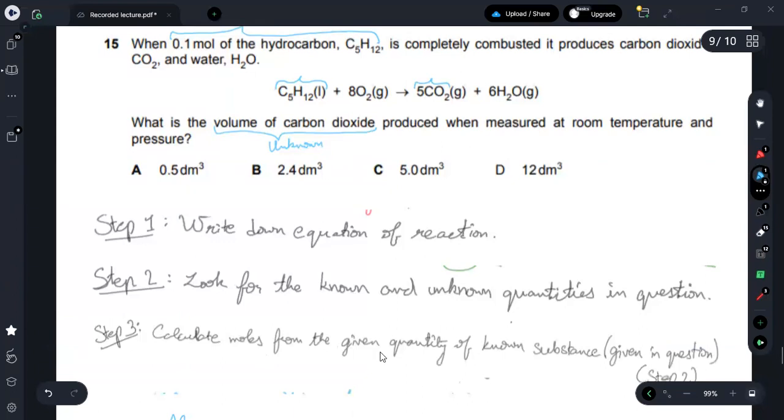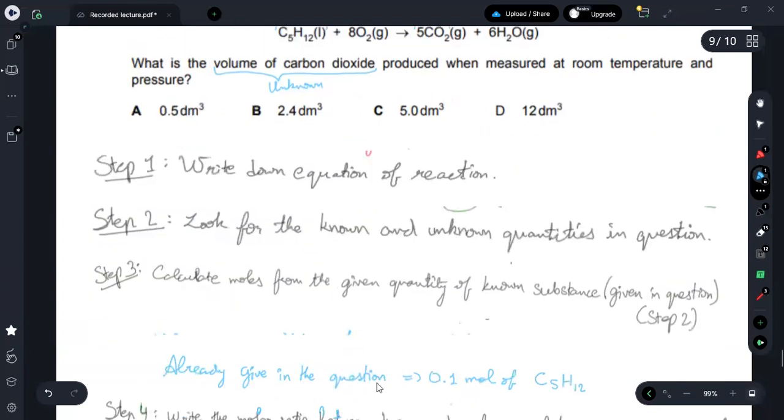Step three is calculate the moles from the given quantity of known substance. That is over here, this is the known substance. Calculate the moles. Moles are already given. The question is made easier for us. It is already given in the question: 0.1 mole of C5H12 is burned in this equation.